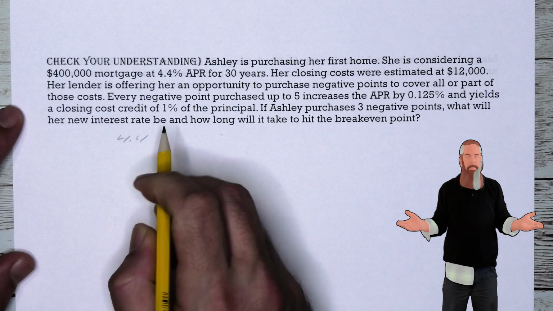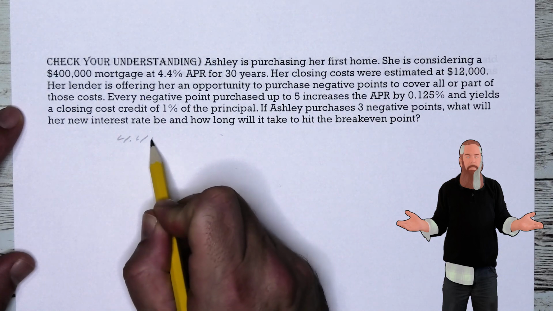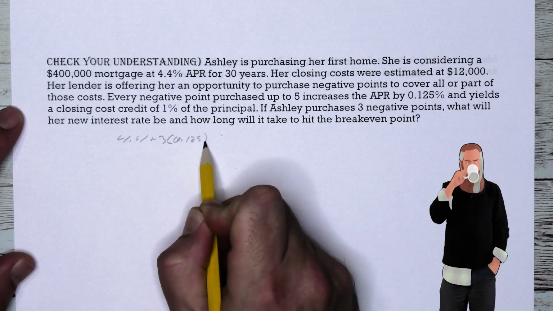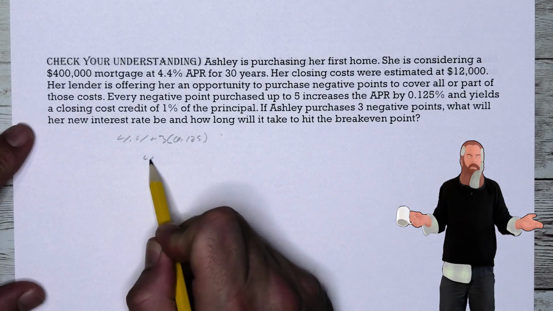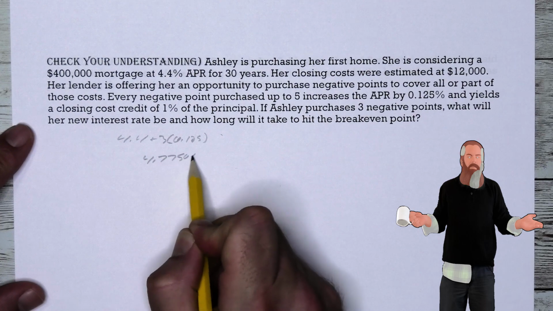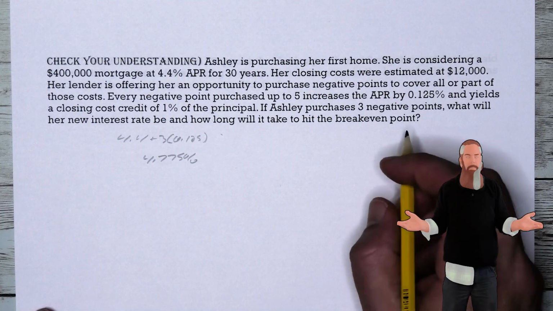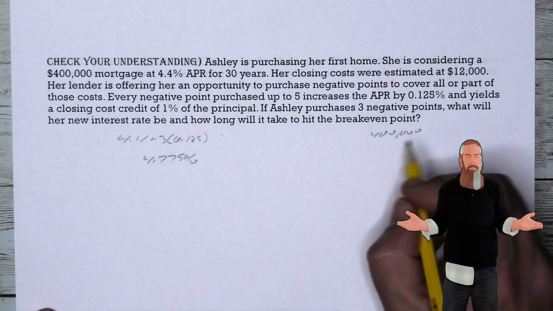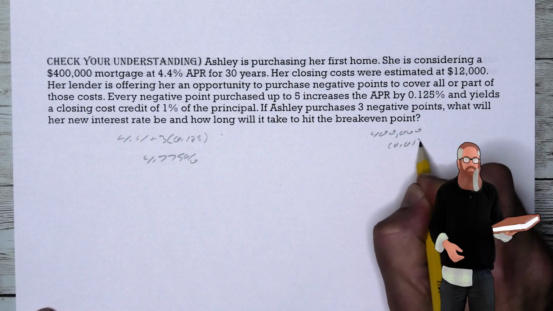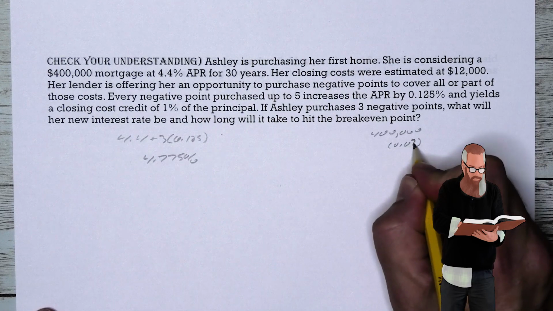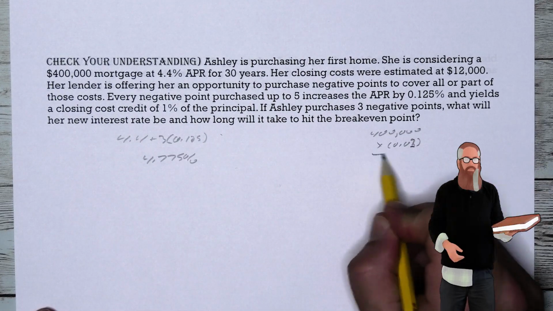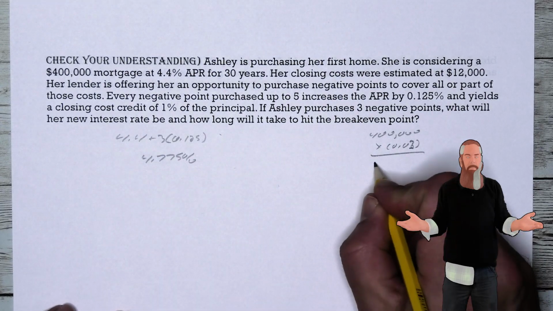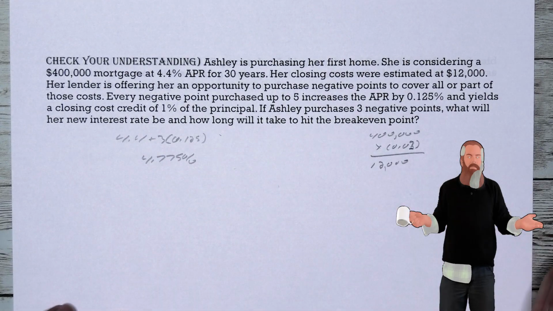So we know the original interest rate is 4.4%, and we're going to add to that 3 times 0.125%. This is going to give us 4.775% as her new interest rate. Now, she purchased these points on a $400,000 mortgage at 1% of the price, but she purchased 3 of them. So we're going to figure out what 3% of $400,000 is by multiplying. This means it's going to cost her $12,000.